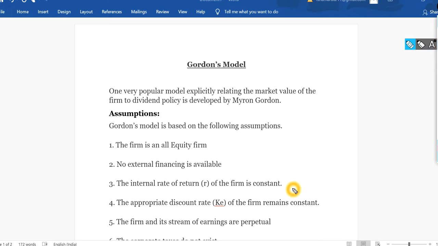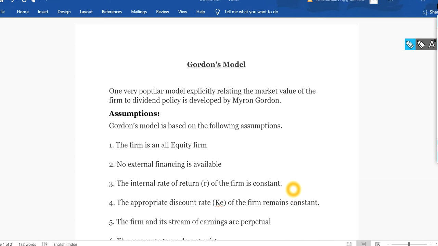Hello everyone. So today the next topic which we are going to discuss is Gordon's model. Gordon's model is another very popular model to calculate the price of the share with the help of dividend decisions of any company. The assumptions of the model are similar to the Walter's model which we discussed in our previous lecture, and the basic assumptions are quite similar.